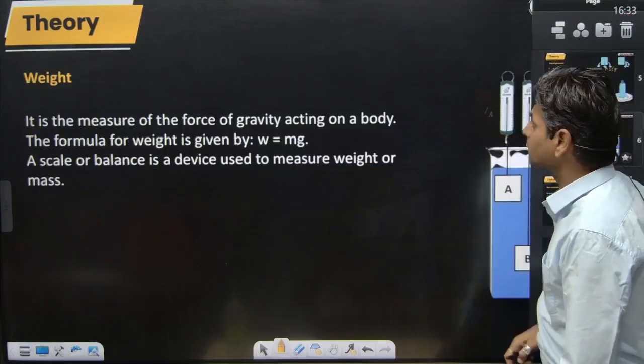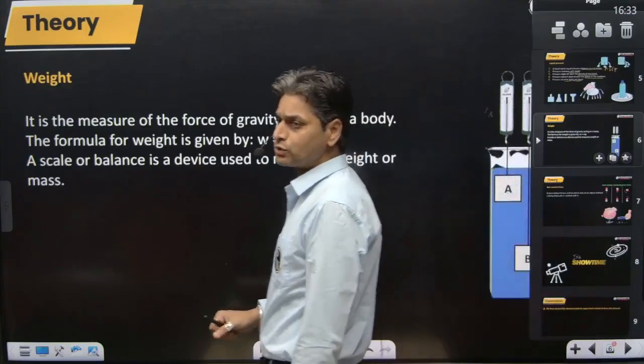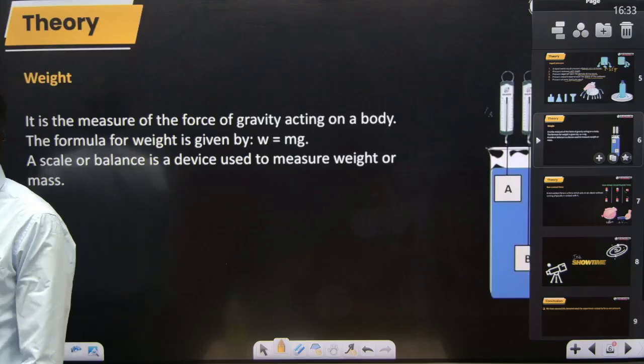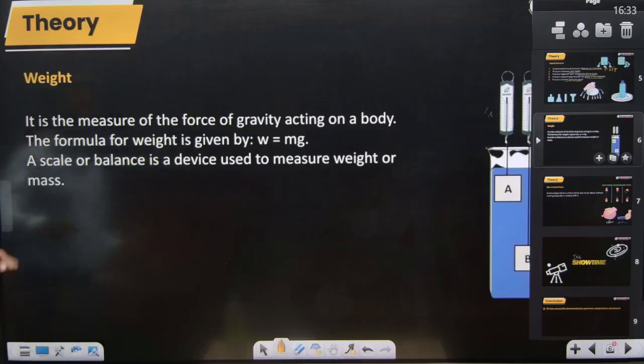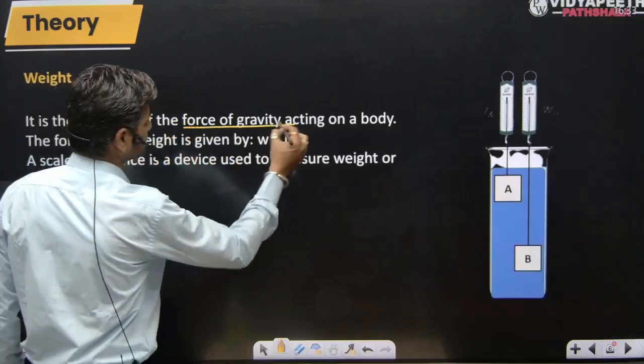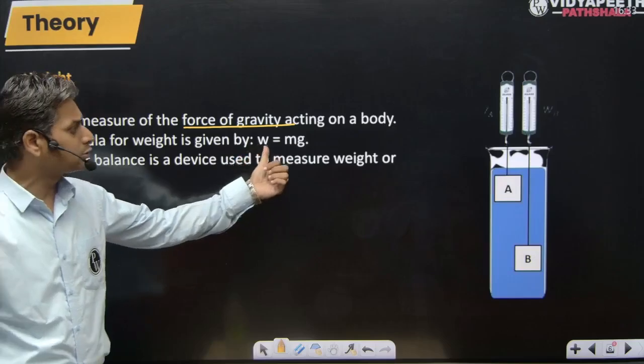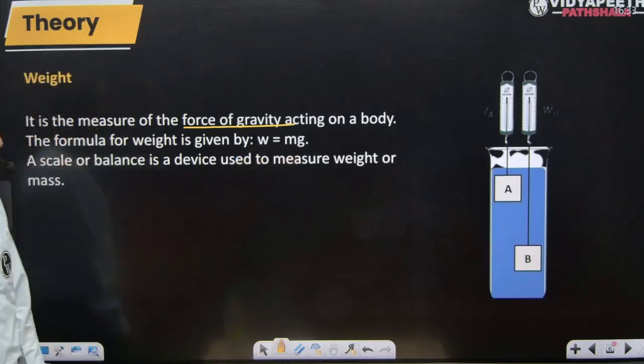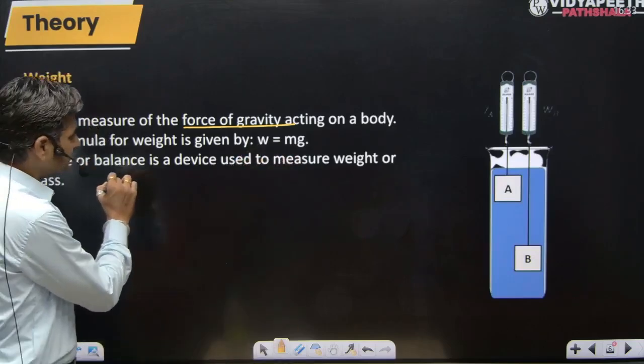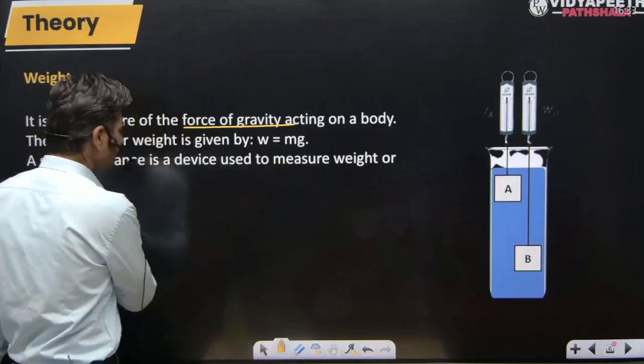And you have to find the difference between the weight and the buoyant force, which we also have to discuss. What is weight? Weight is the product of mass and gravity. It is the measure of the force of gravity acting on a body. The formula of weight is weight equals mass into gravity. A scale or a balance is a device used for measuring the weight or the mass.